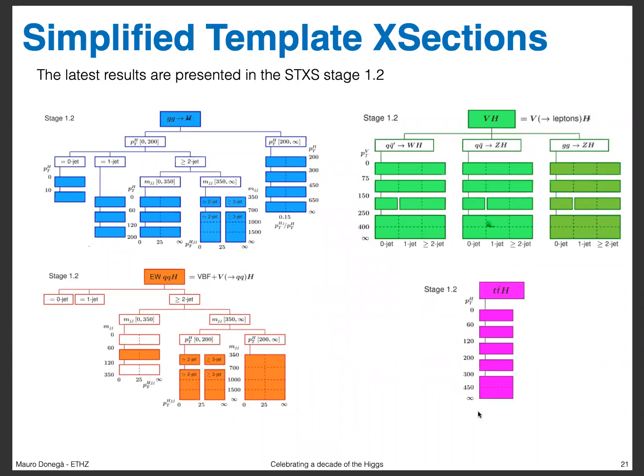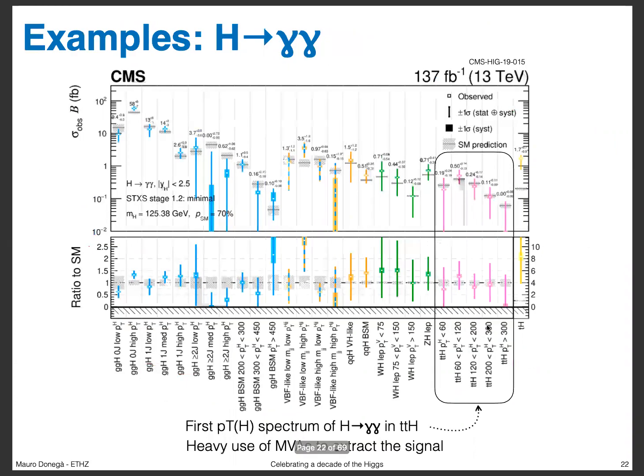And then, of course, we do the same for VBF, for VH, for qqH, and now in stage 1.2, also the ttH is split in pT bins, higher and higher granularities. So this is a pretty fantastic plot that shows all this binning. Now, this is done only for H to gamma gamma at CMS. And you see, we're now spanning about 3 orders of magnitude in cross-section. And for the first time here, and this is really the impressive part, we are able to do a differential measurement in pT of the H in gamma gamma, which is pretty astonishing.